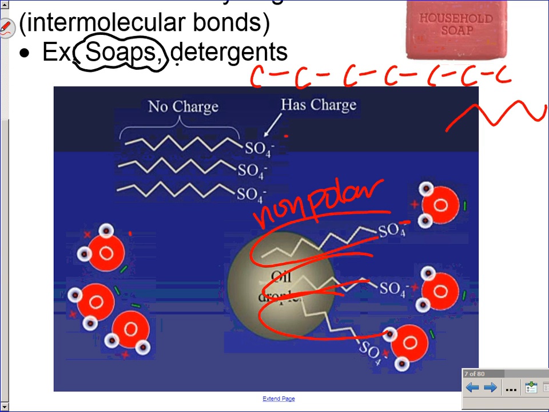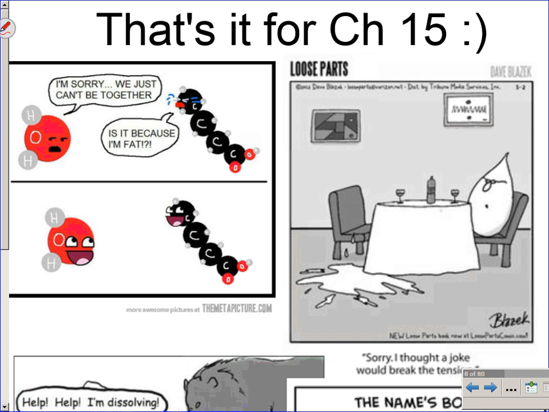And why do you need water to work if the water isn't actually touching? Because water is a great solvent of other things, so it actually allows everything to kind of flow together. So it's more of the effect of afterwards cleaning, like washing things away. Okay. All right, and that's it for chapter 15.